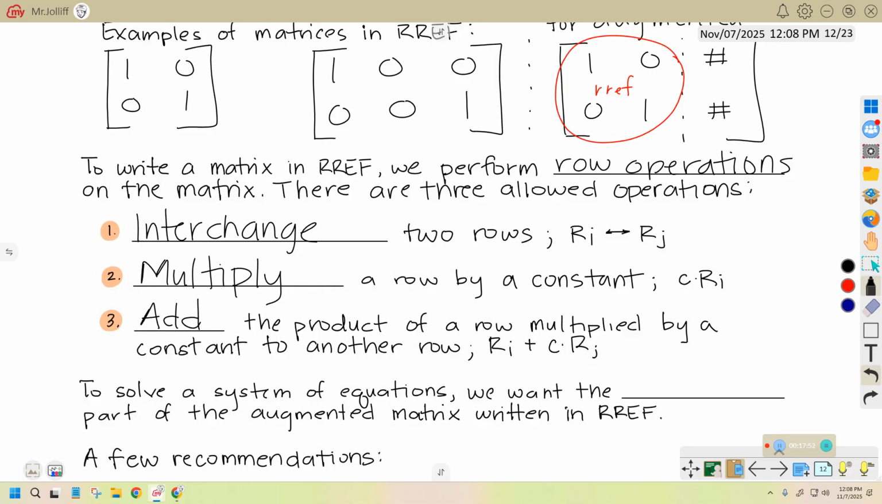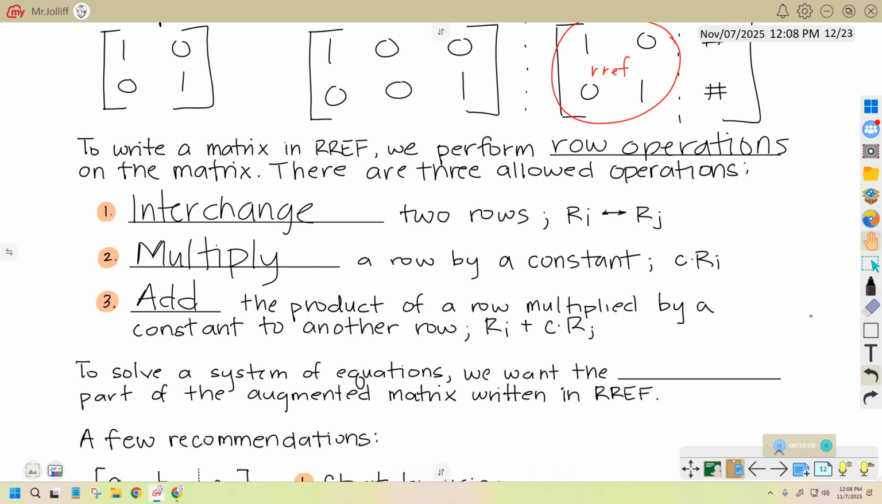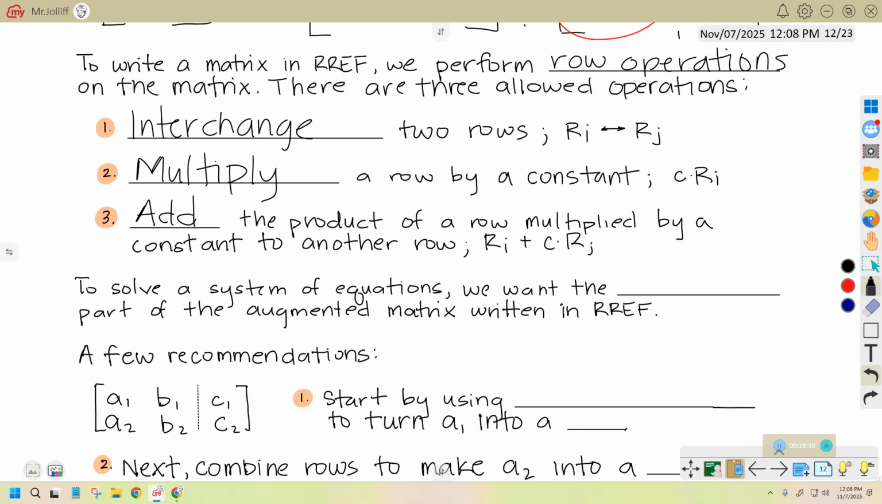When I say multiply, remember that includes divide, because dividing is multiplying by a fraction. So multiply and divide go together. So I can multiply or divide a row by a constant and then add or subtract it to another row. And again, when we're doing these row operations, we are focused on the coefficients. I want the coefficient part, the left part of the matrix, to be reduced row echelon form, ones and zeros.